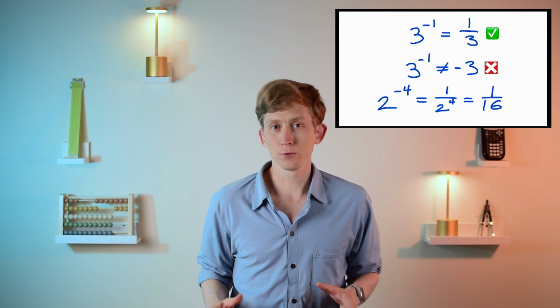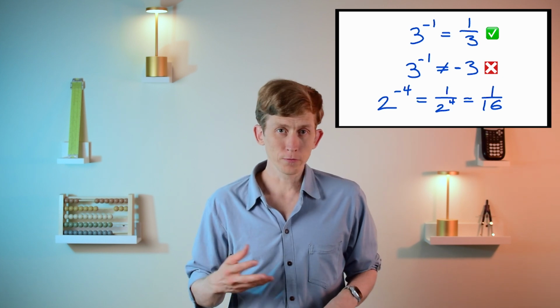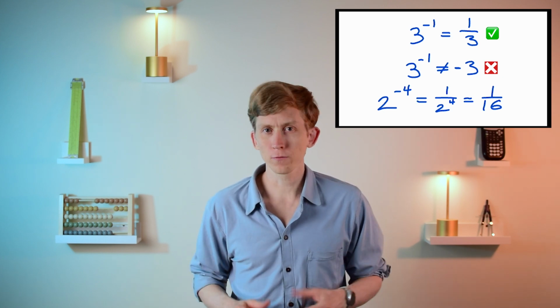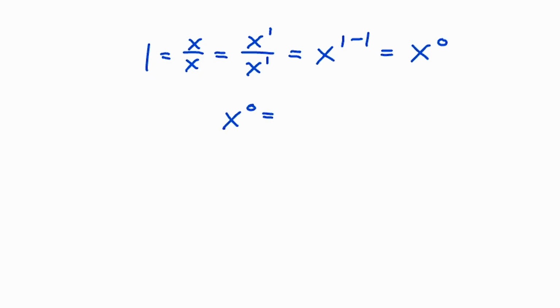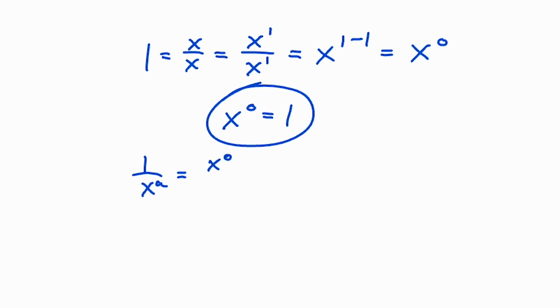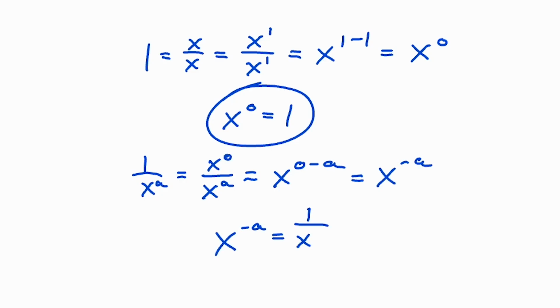This is where exponent rules get a little abstract, so some of you will appreciate a quick argument for why this rule makes sense. Notice that 1 is equal to x over x, which is x to the 1 minus 1, or x to the 0, which shows that x to the 0 is equal to 1. Using that result, we have that 1 over x to the a is equal to x to the 0 over x to the a, which is x to the 0 minus a, or x to the negative a. This shows that 1 over x to the a is x to the negative a.